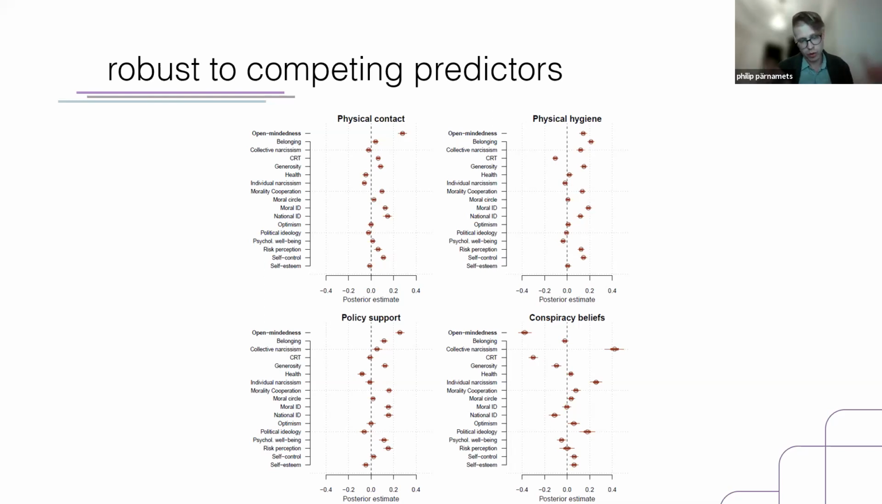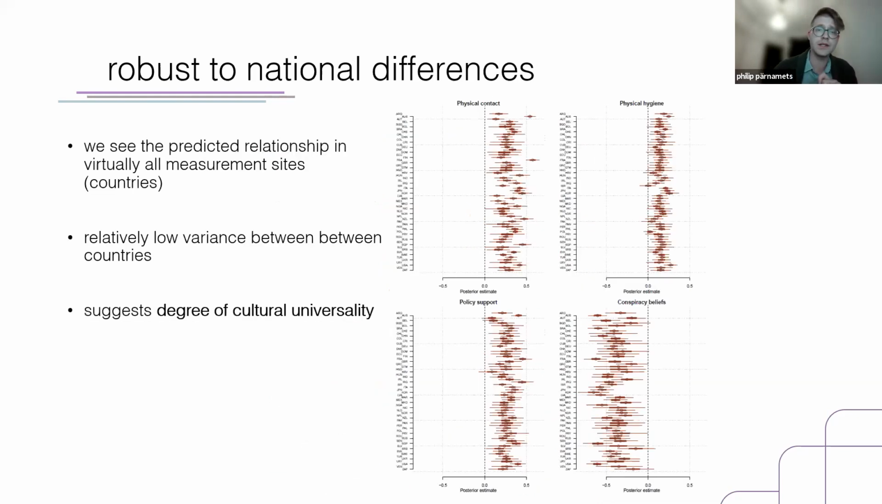And finally, since we fit this in a multi-level framework, we get coefficients at the country level, predicting the relationship across each of the 67 countries. We didn't have any particular hypothesis about which countries would have larger or smaller relationships. But importantly, we see the predicted relationship in virtually all the countries that we measured. You can see here for the public health-related behaviors, where we predict a positive coefficient, that for none of the countries do we see the opposite, so there's this nice white space on the opposite prediction side. A similar story holds for conspiracy beliefs. Generally, there's relatively low variance in the model between sites. There's slightly more for conspiracy beliefs, but that seems to be driven by some countries with exceptionally large relationships in the predicted direction. This suggests some degree of what we call cultural universality in the role open-mindedness plays in predicting people's beliefs and attitudes in this type of situation.